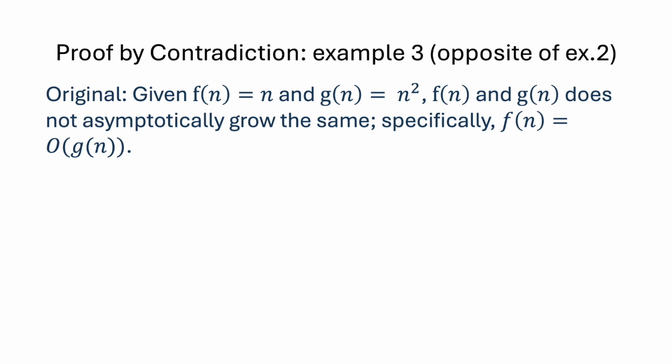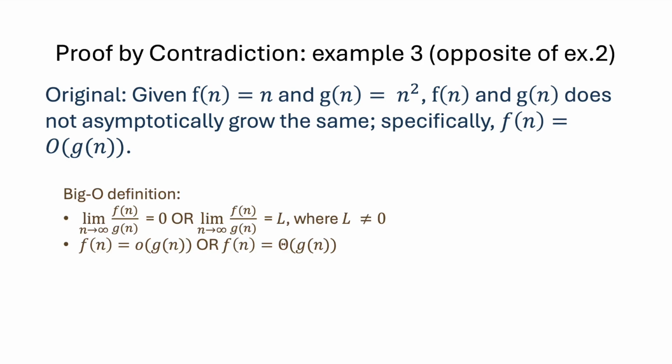Now let's consider the other case around. We have the same functions but a different statement to demonstrate a version where the original statement is proved true. Given f of n equals n, and g of n equals n to the power of 2, function f grows slower than or equal to function g asymptotically, or we can say f of n equals big O of g of n. If we do a quick recap on the previous slides, to define f of n equals big O of g of n, the limit of f of n over g of n should either go to 0 or some constant that is not 0.